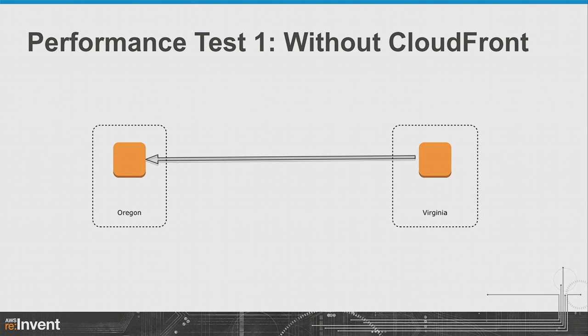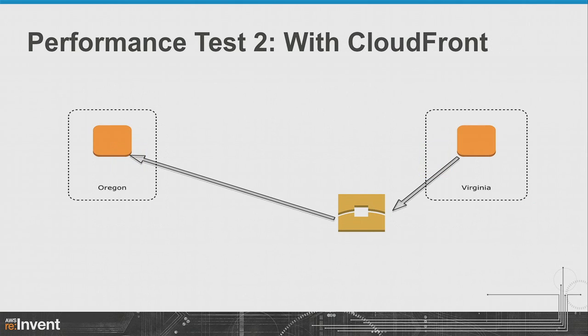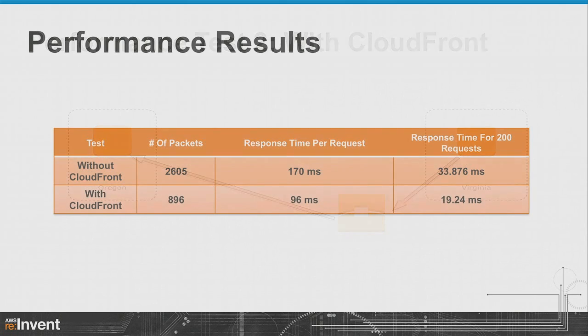I've done a test, Virginia to Oregon location, making a request directly, and a second request going through CloudFront, and compared the results. I'll let it speak for itself. Without CloudFront in between, the number of packets I'm seeing is much higher. Each request is about 170 milliseconds. The aggregate of all requests, putting it sequentially, is about 33 milliseconds.